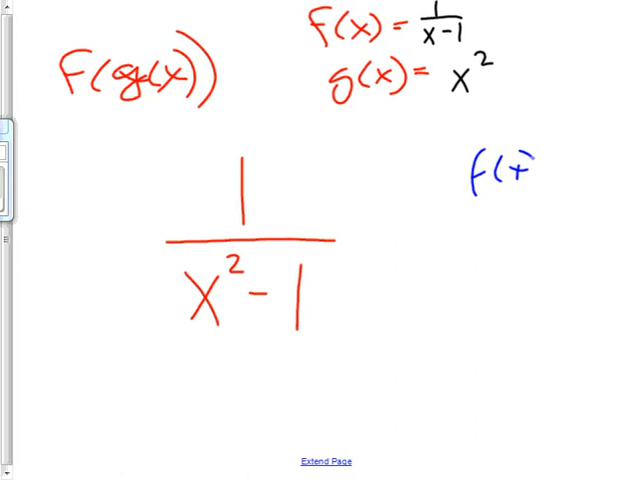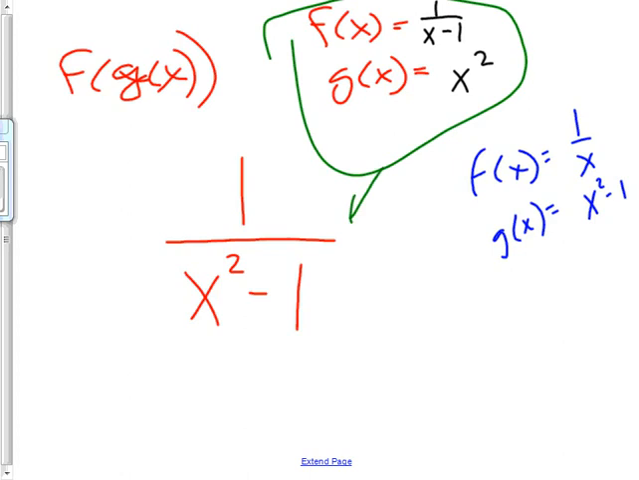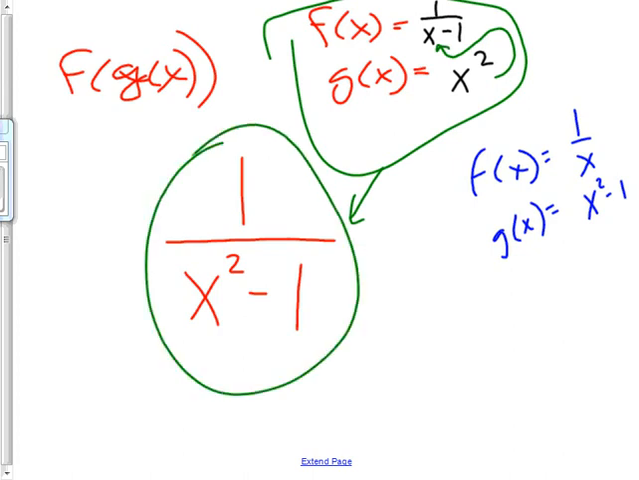Okay, you're thinking f of x could be 1 over x, and then g of x could be x squared minus 1. You're right. It's a lot easier to look at these answers and see if they're right or not. Let's do that. Take a look at this one, and let's see if it really gives me this. If I put the g function into the f function, will it equal this? It works? You get that? All right.